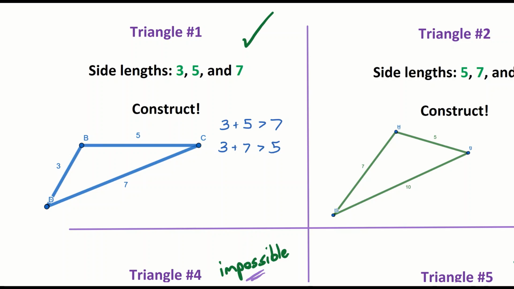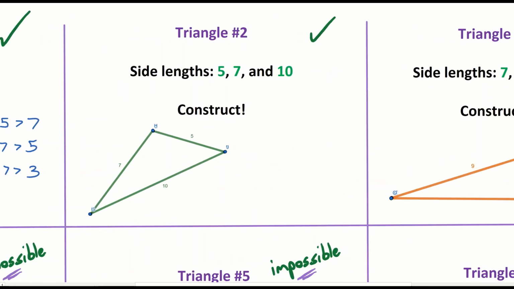Oh, I didn't put together 5 and 7. So 5 plus 7 is greater than 3. Notice that all three inequalities are true. So therefore, this triangle can exist. A triangle with 3, 5, and 7 side lengths does exist, as we proved in GeoGebra and as we proved using the triangle inequality theorem.